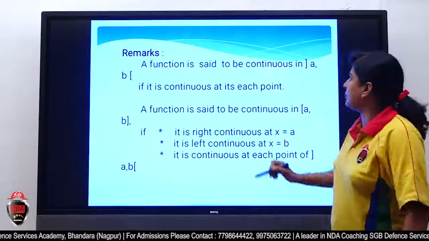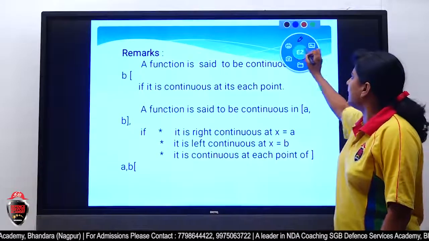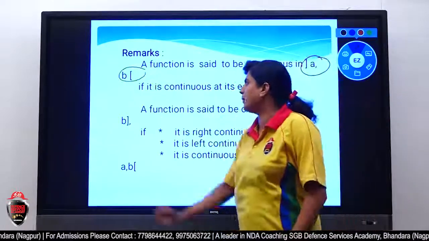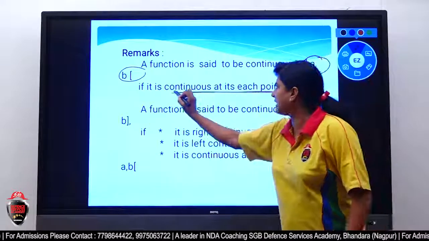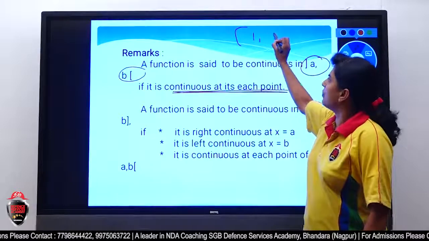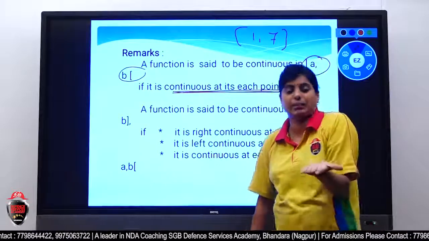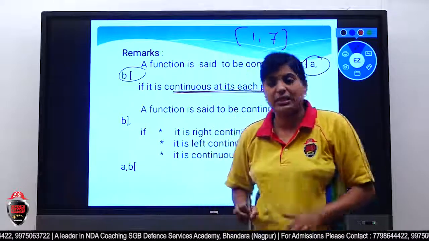So what are the remarks? If the function is said to be continuous in a domain, whether closed or open, then it is said to be continuous at each of its points. It means if I say the domain is 1 to 7 and the function is continuous on its domain, then the function is continuous at 1, 2, 3, 4, 5, 6 and 7.